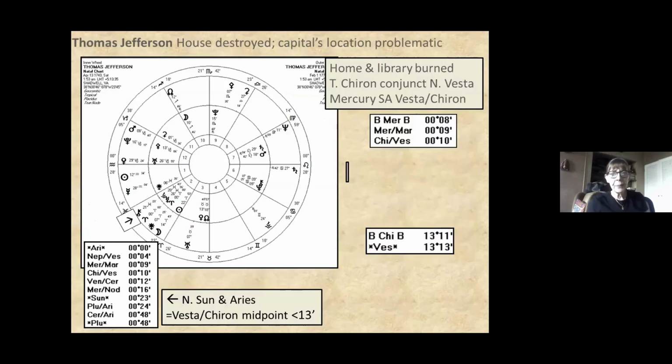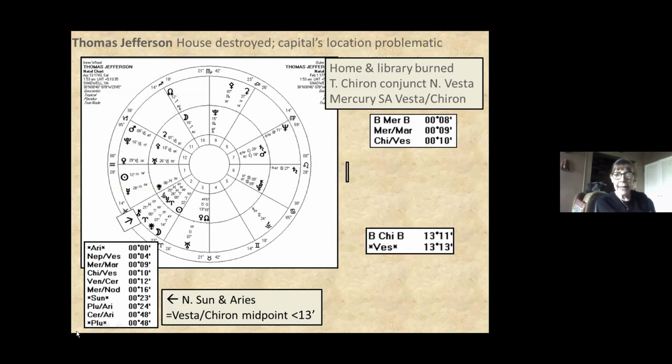Here's Thomas Jefferson. Thomas Jefferson had two issues. He had natal Vesta Chiron, and he had two issues over the course of his life that illustrated his Vesta Chiron. His house was destroyed by a fire, and he signed the contract for Washington, D.C. We'll talk about that in a minute. So first of all, here's the natal chart. We don't know his ascendant. Maybe he's Aquarius rising. I wouldn't rule it out. Sometimes when I read about him, I think Capricorn rising, but I certainly wouldn't rule this out.